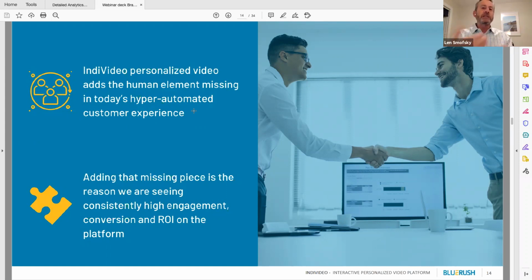We can answer these with interactive, personalized technology. That's what we're really solving. And we feel we have a strong technology to fill some of that gap. And we think that's what's driving the positive results that we're seeing on behalf of the customers who are using the platform.